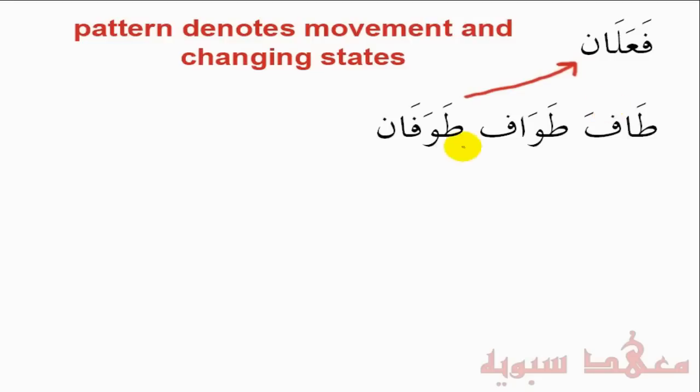So in other words, when we're referring to the action itself, we use tawaf. When we're referring to the action, as well as the movement and the changing states of the act of tawaf, then we use tawafan. So for example, if we're talking about the movement and the changing states of the pilgrim as he does his tawaf around the Kaaba, then it's more appropriate to use tawafan.